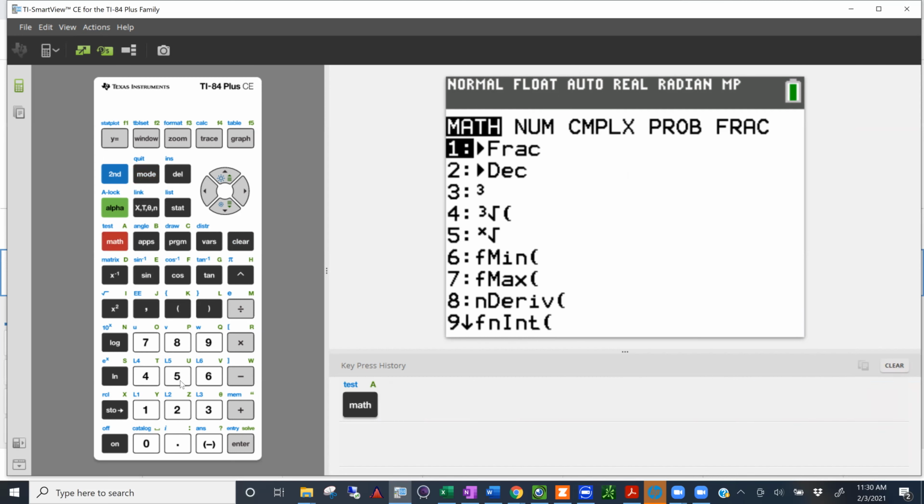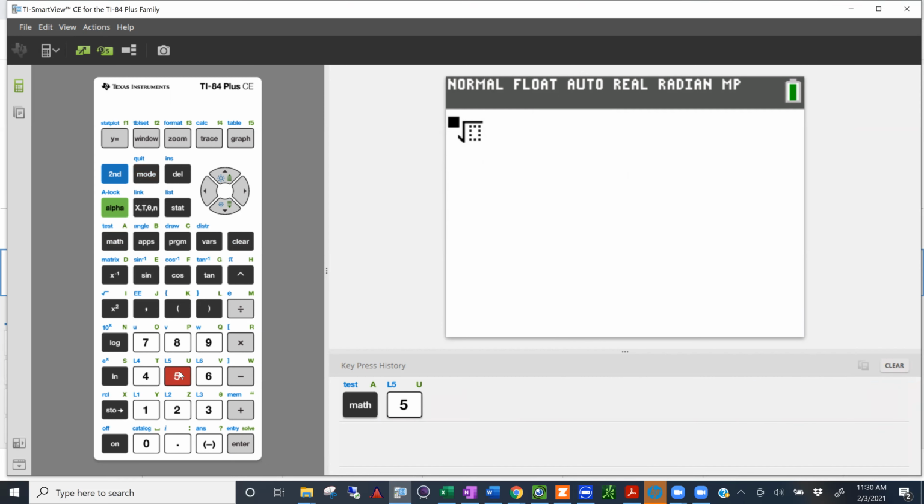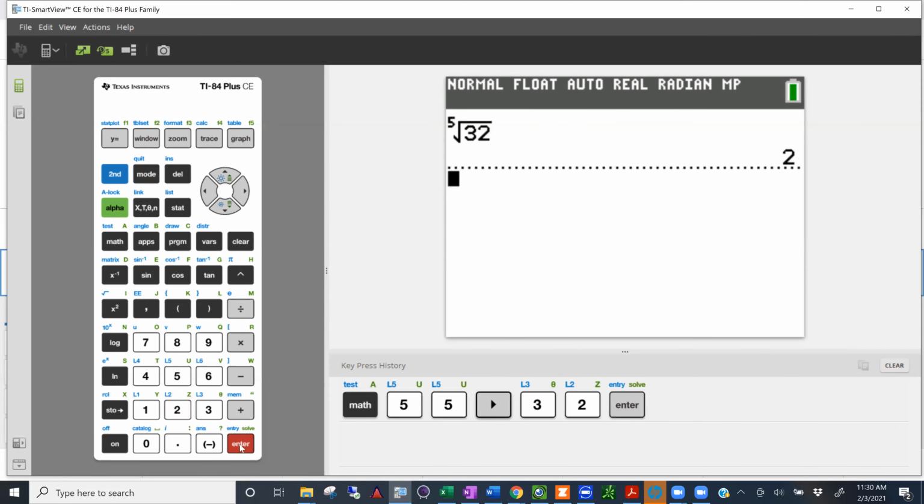Math, and then the fifth option down. It's going to ask you what root you are dealing with. Well, the fifth root. Then use the right arrow to get over to the radicand, that is the part of the problem that's underneath the radical. Bam, you got a 2. And you can see the keys that I pressed underneath here. So there's my key history.